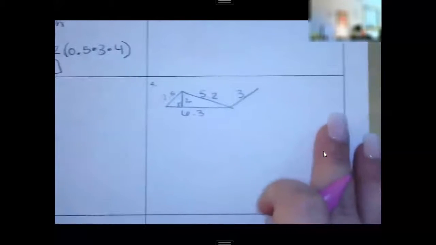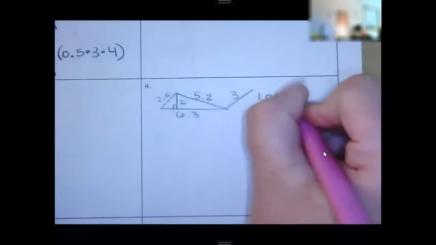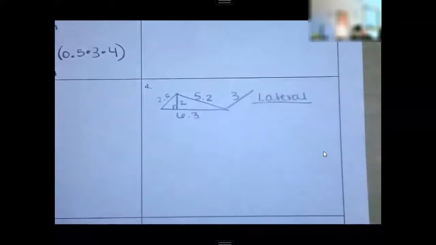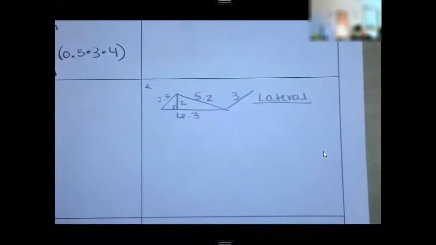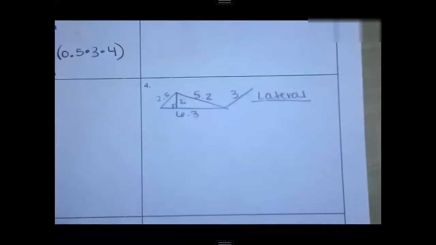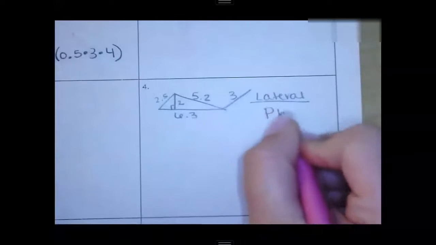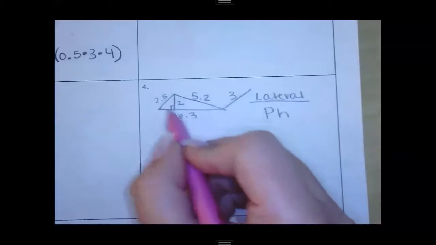All right, I've got my triangle drawn and labeled. Now let's do lateral surface area. The formula won't change throughout. Okay, so it's going to be big P times H again. Remember, P is perimeter of the base, so we're adding up the outside sides.